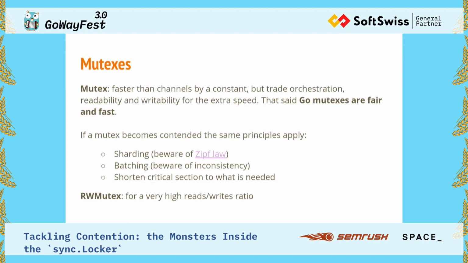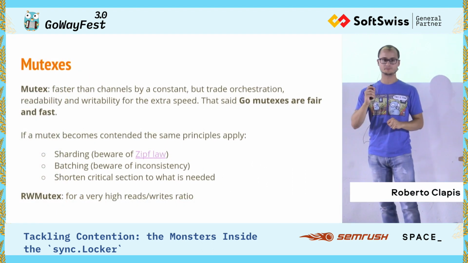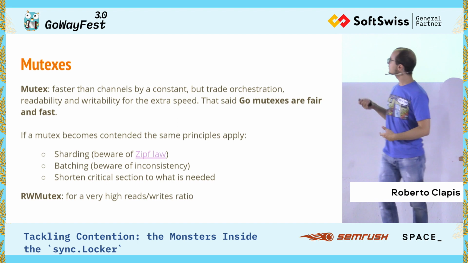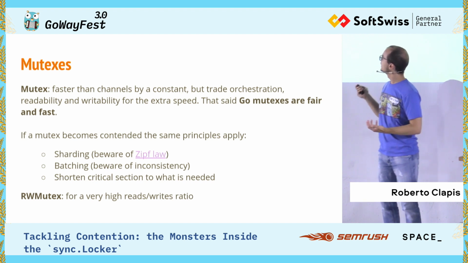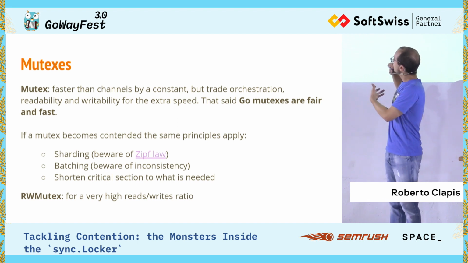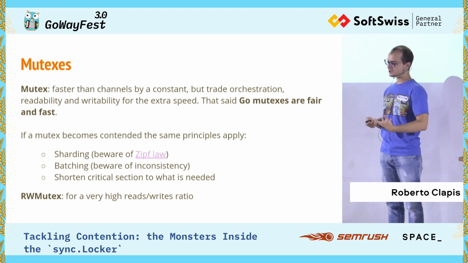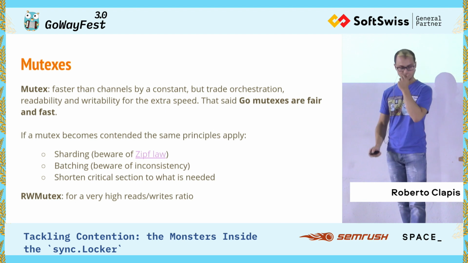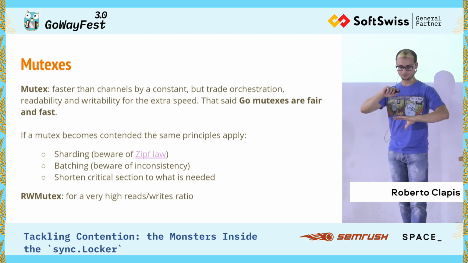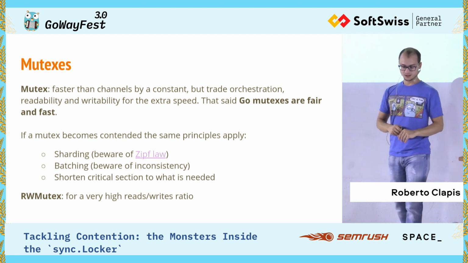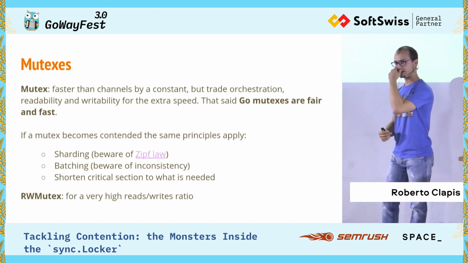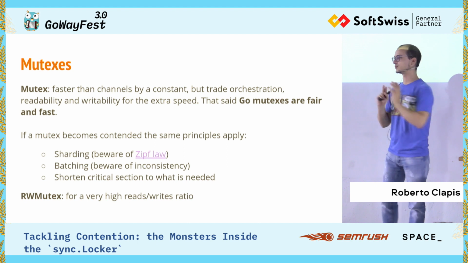Now, mutexes are a little bit faster than channels. They don't provide as many functionalities, as many methods, but they're lightweight. So when you have a channel that is just not fast enough, you can try and replace it with a mutex, but you have to be aware of other things, so that when you shard your state, let's say that you have a dictionary in which you have to insert words.